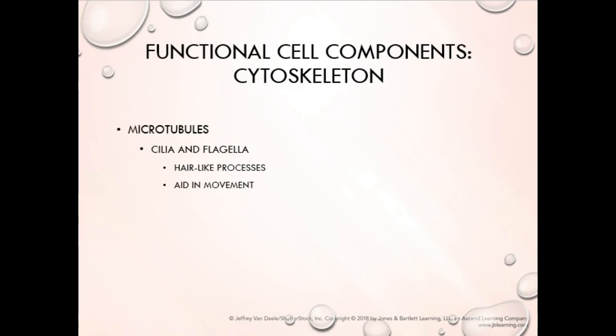We talked about cilia and flagella. They're hair-like processes that help in movement. Flagella particularly for movement. Cilia can help with movement, but also with filtration. We have cilia in our respiratory tract that help to keep substances out of the respiratory tract.